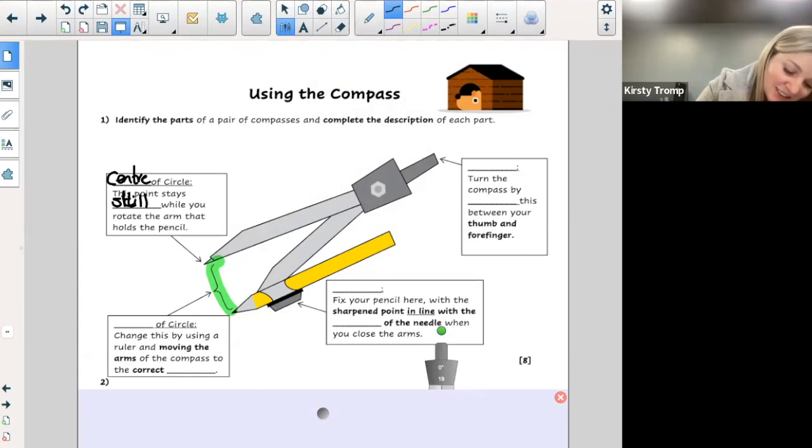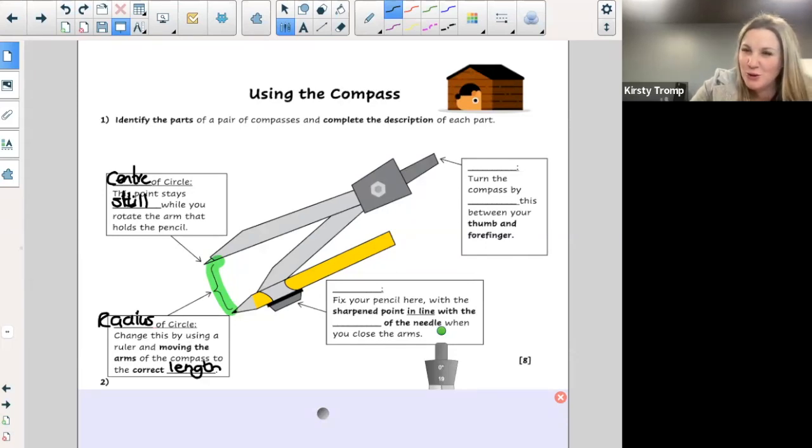You can't find it. Okay, so this one is the radius of the circle. Change this by using the ruler and moving the arms of the compass to the correct length. Or we could also say the distance. Thanks, Amar.